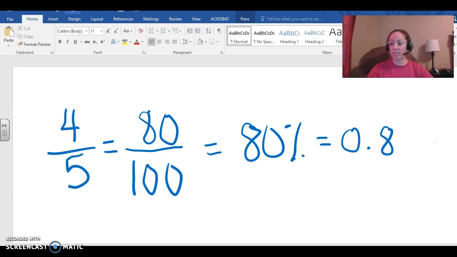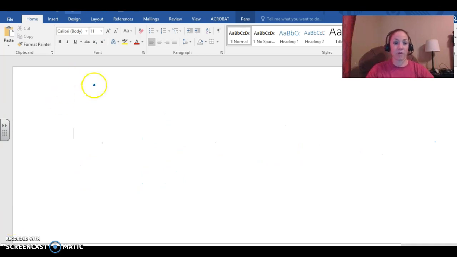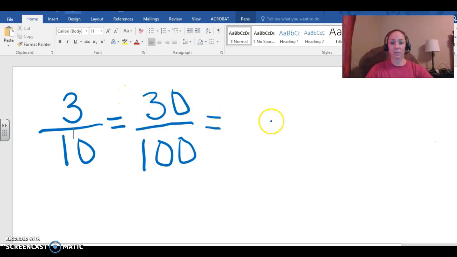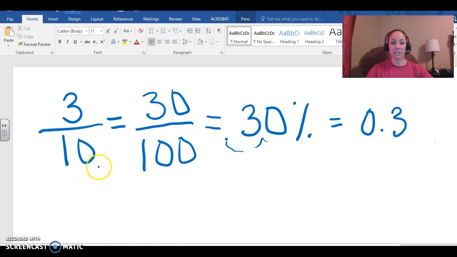We're going to do a couple more of these together, and then I'll have some for you to do in your notes for your homework. All right, we're going to try 3/10. I'm kind of making these ones easy on you guys to start. So we know that we have to change our denominator to 100. 10 times what equals 100? 10. So 10 times 3 equals 30. 3/10 is equal to 30/100ths, which also is equal to 30%. Or if you move the decimal point over 2 spots to the left, you wind up with 0.3.